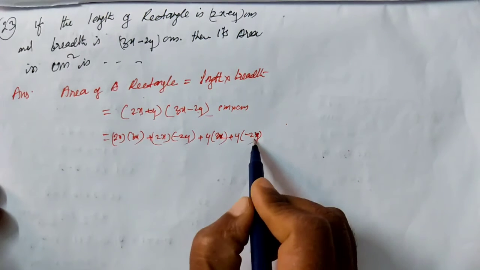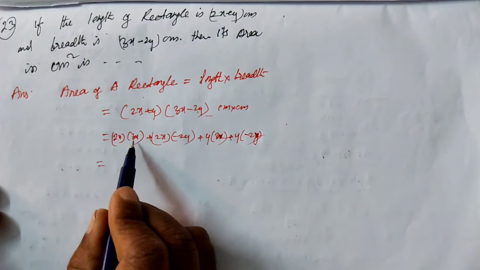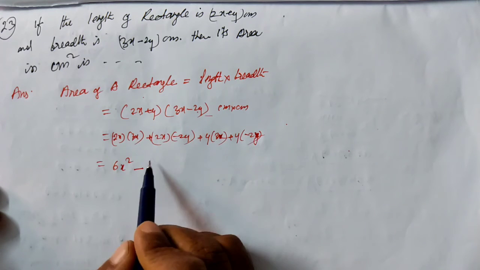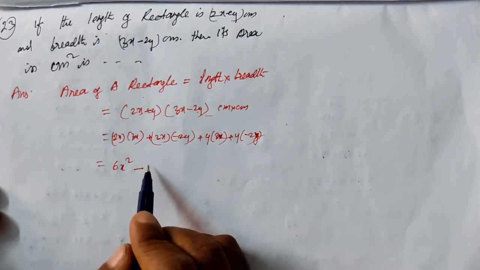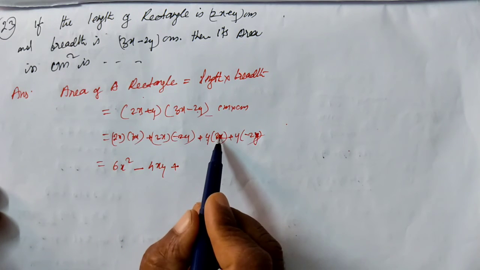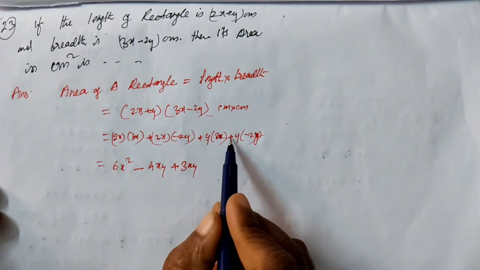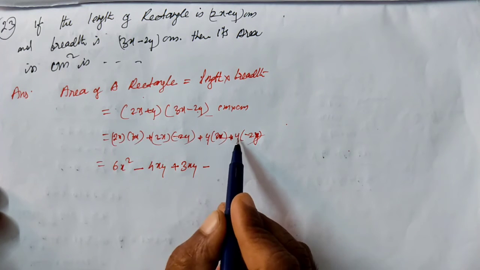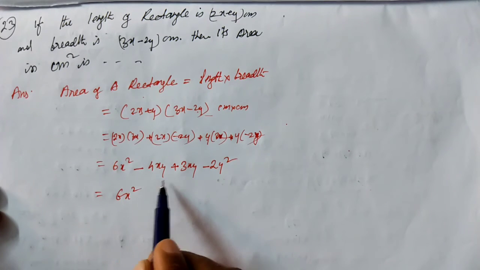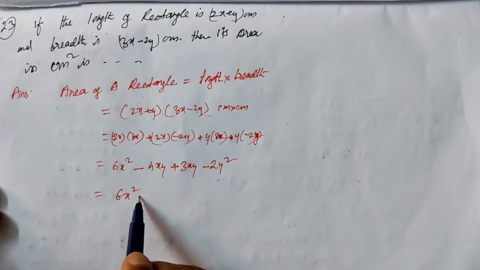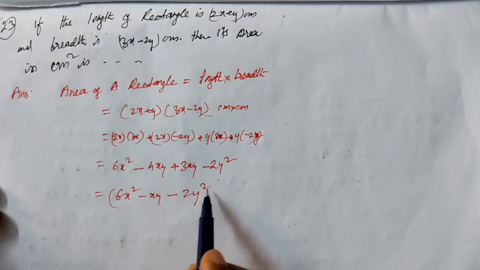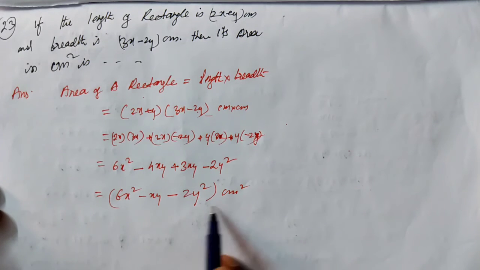Which is equal to 2x into 3x, 2 3s are 6x square. Now plus into minus, minus 4xy, and plus into plus, plus y into 3x, 3xy. Now plus into minus, minus y into 2y, 2y square. So 6x square, and these are like terms. So the sum of this one is minus xy and this is minus 2y square. So this is the area of the rectangle, okay.